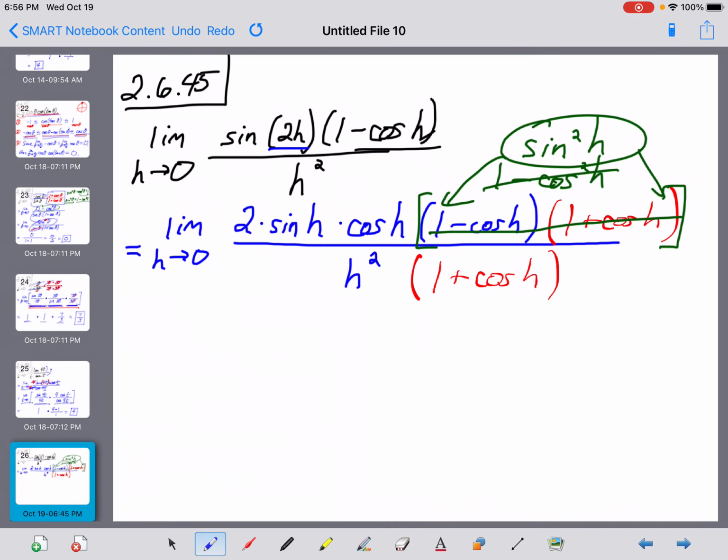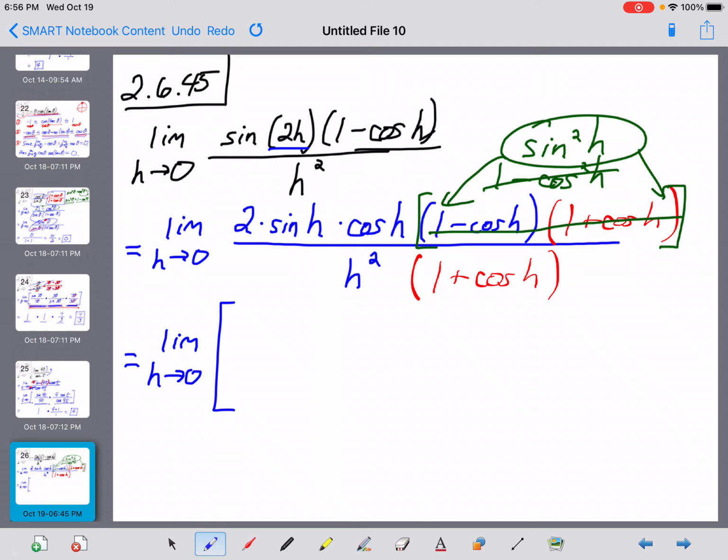Well, I want to remind you guys that at the beginning of our notes on section 2.6, I told you there was really only one trigonometric limit you had to have memorized: the limit as h approaches 0 of sine of h over h, or sine of any angle over itself. That limit is equal to 1, and if you can, you try to manipulate any expression you've been given to be expressed in terms of that ratio.